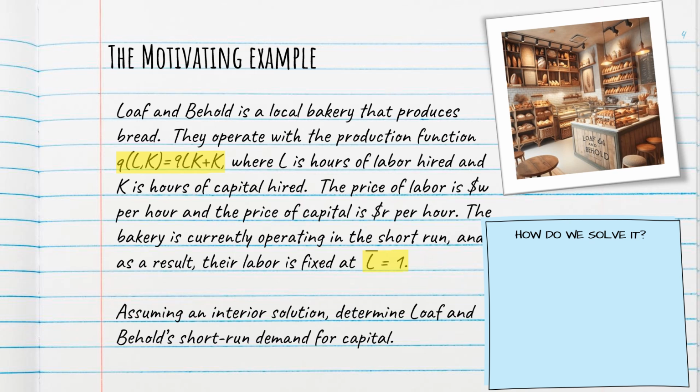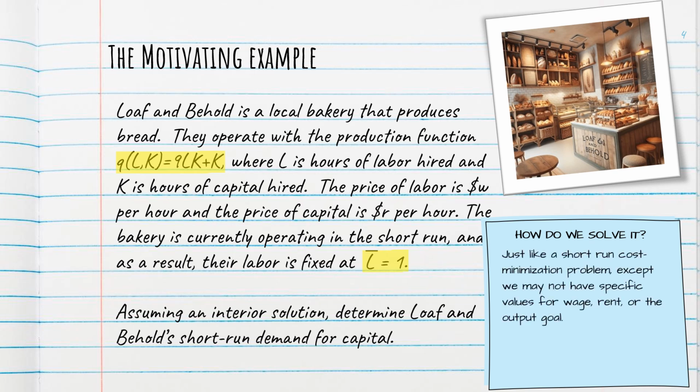How are we going to solve this question? Just like a short-run cost minimization problem, except we might not have specific values for wage, rent, or the output goal. Like in this case, we do not have any of those values, and as a result, our short-run demand for capital could depend on one or all of them.